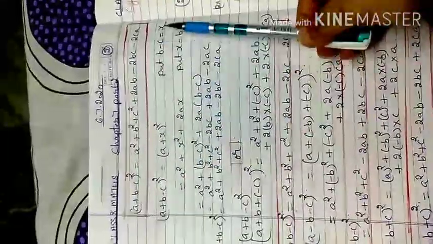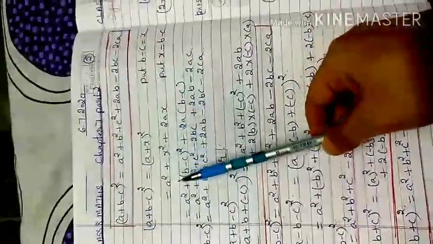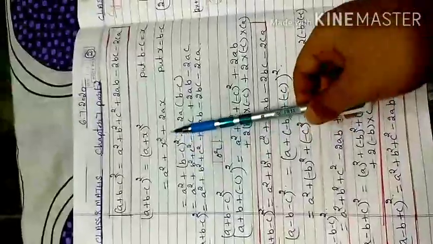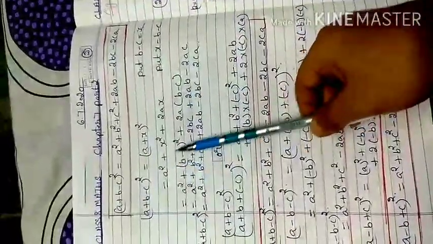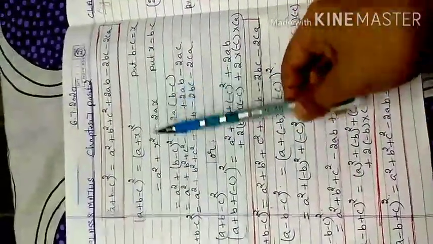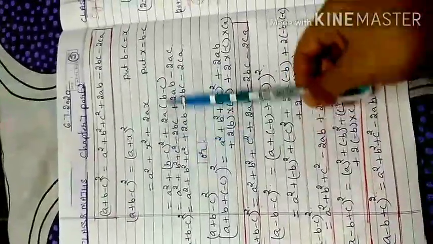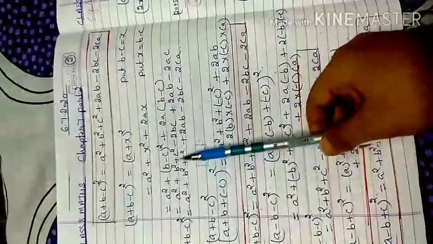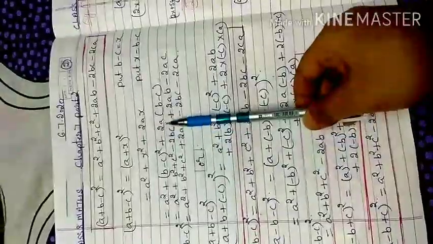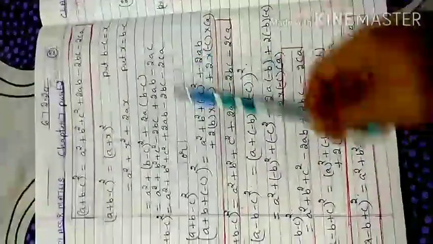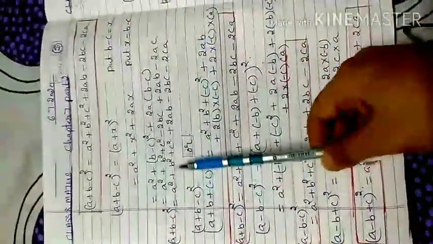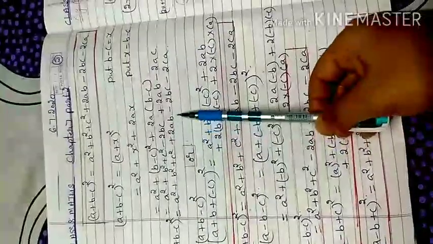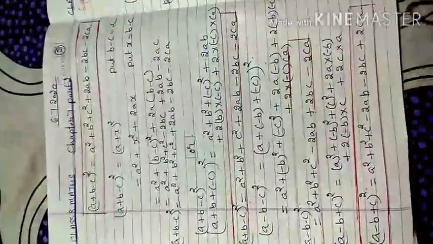If you consider b minus a is x, so apply the a plus b whole square formula: a square plus b square plus 2ab, that is a square plus x square plus 2ax. Replace x back with b minus c. So when I open, b square plus c square minus 2bc, and here 2ab minus 2ac. So when you open this one, a square plus b square plus c square plus 2ab minus 2bc minus 2ca.